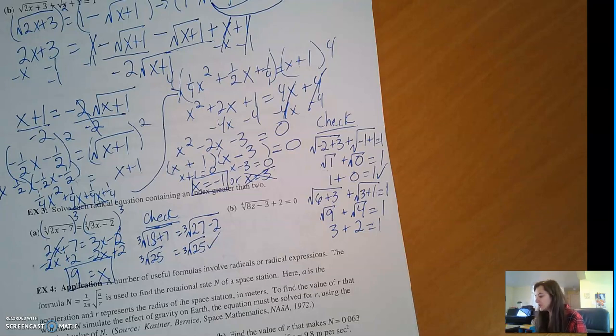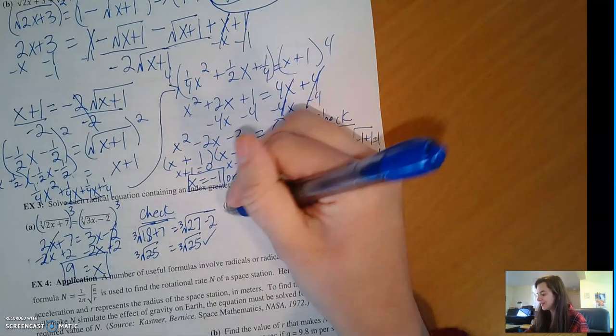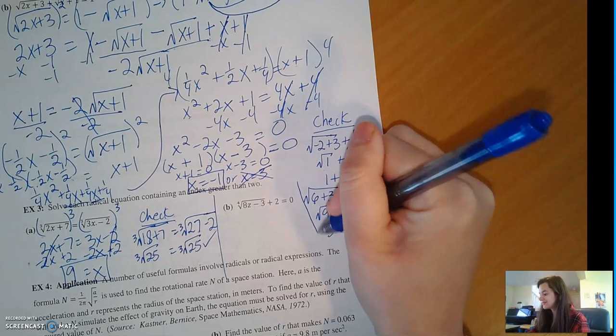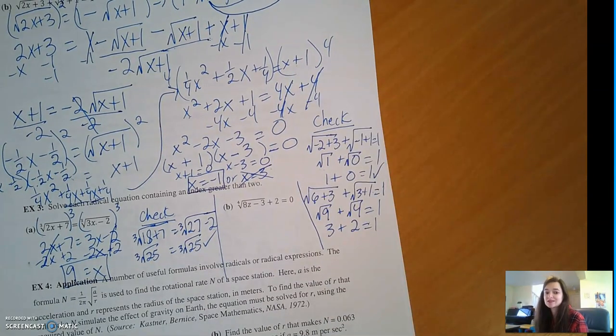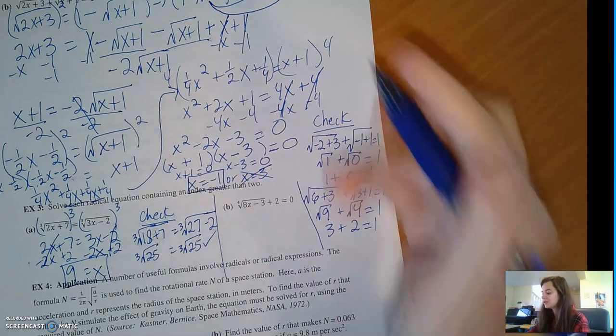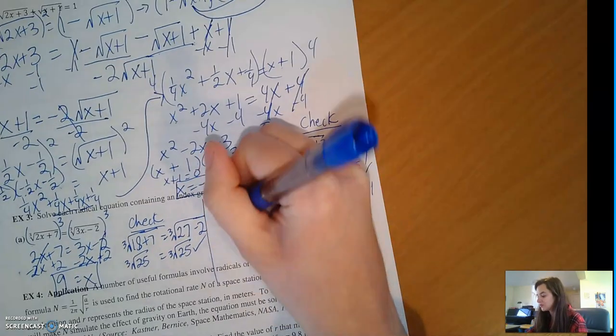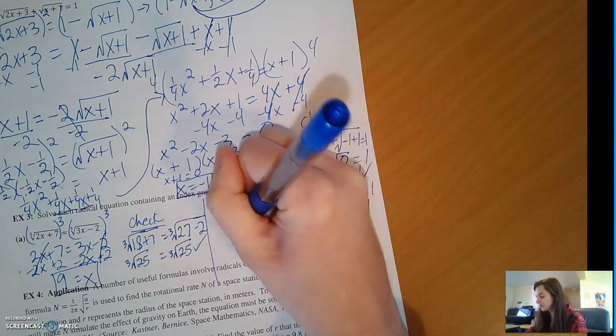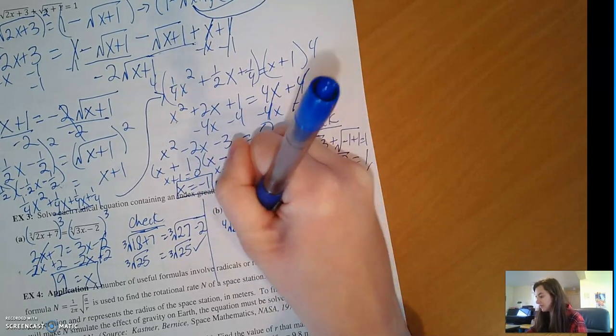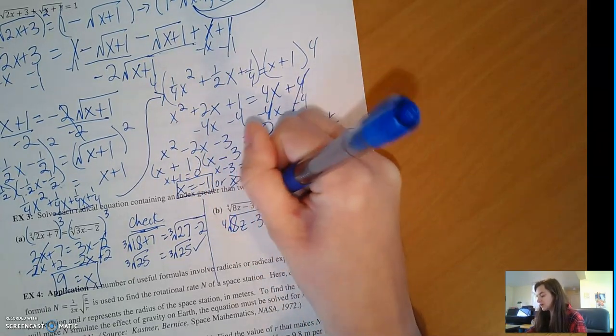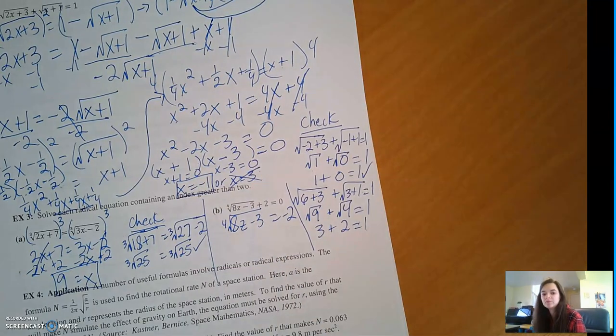Okay? Let's look at part B. We don't have a lot of space, but we're not going to need a lot of space. Alright, first thing I notice is that the radical is not by itself yet. All I've got to do to get it by itself is subtract 2 from both sides. So I've got the fourth root of 8z minus 3 equals, and if I subtract 2, it'll equal negative 2.